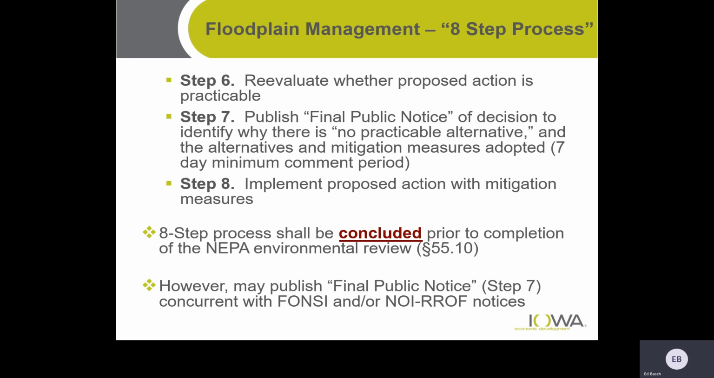Then publish a final public notice of what your decision is and to identify why there is no practical alternative, as well as the alternatives and mitigation measures that were considered. There is a 7-day minimum comment period on this final public notice. After those 7 steps, step 8 would be to implement the proposed action with any mitigation measures. The 8-step process has to be concluded before you complete your review and publish your finding of no significant impact and request for release of funds.